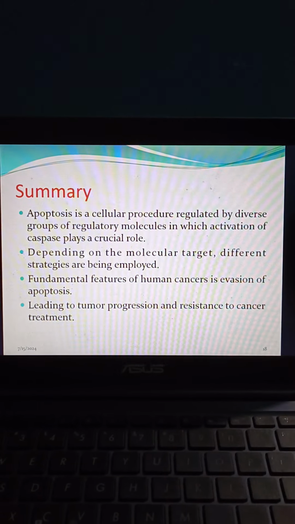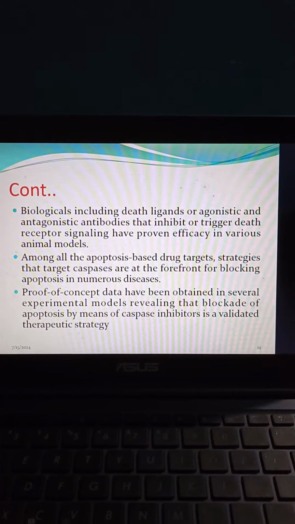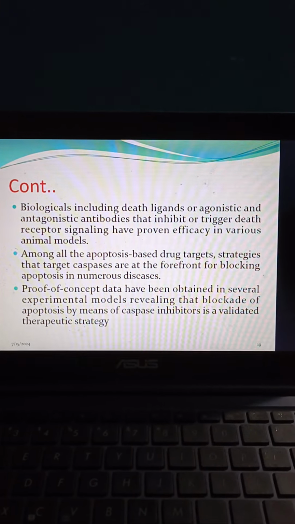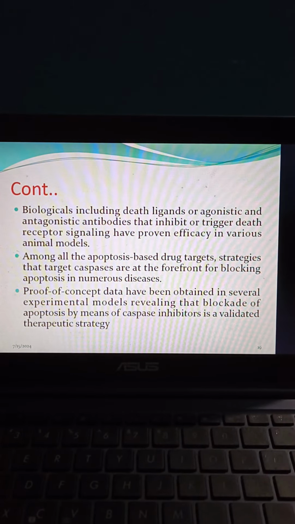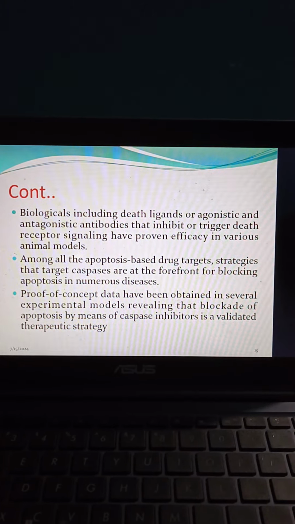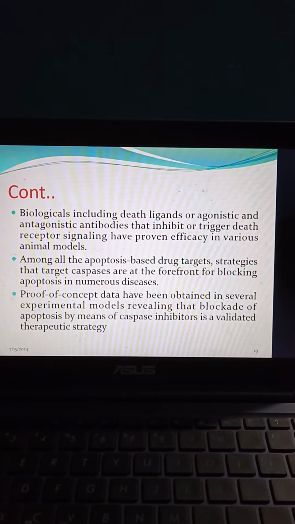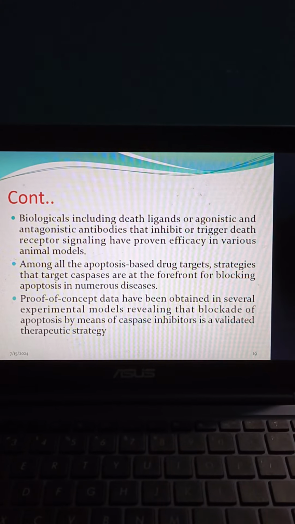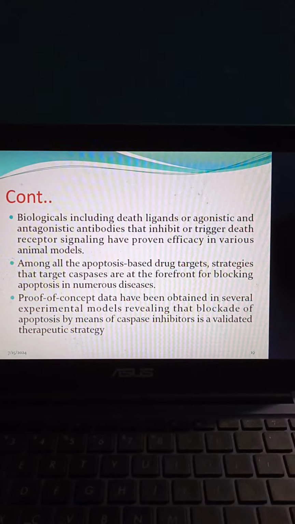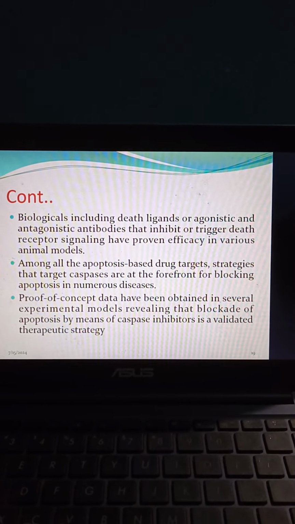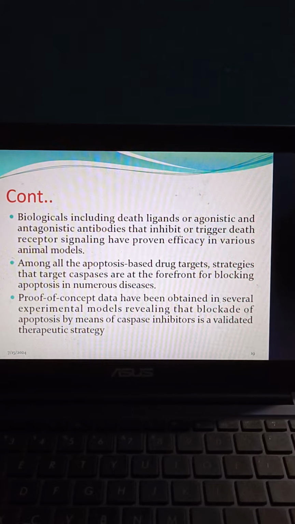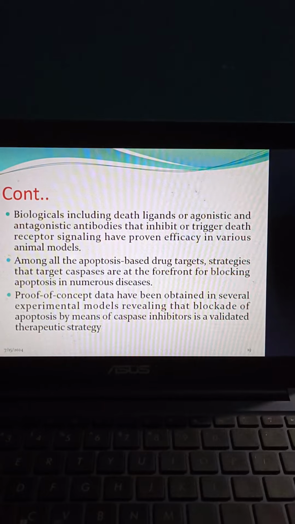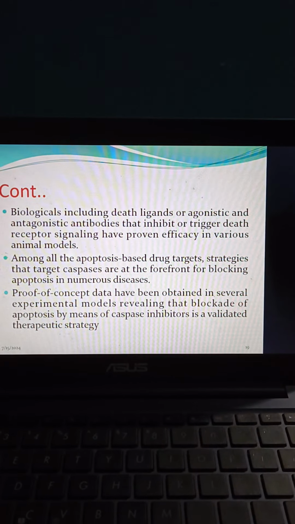Biologicals including death ligands or agonistic and antagonistic antibodies that inhibit or trigger death receptor signaling have proven efficacy in various animal models. Among all the apoptosis-based drug target strategies, those that target caspases are at the forefront for blocking apoptosis in numerous diseases. Proof of concept data have been obtained in several experimental models, revealing that blockade of apoptosis by means of caspase inhibitors is a validated therapeutic strategy.